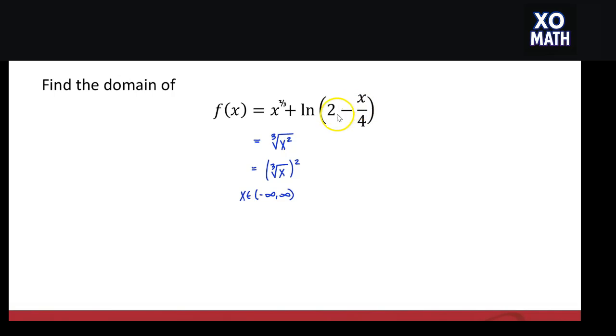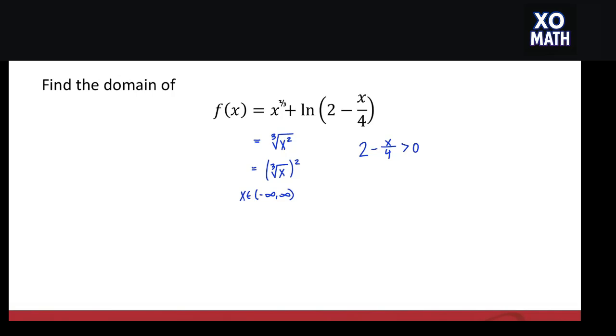Hold on to that because now we need to find the domain of the second part, the natural log of the quantity 2 minus x over 4. Well, the inside of a logarithm, regardless of the base of the log, the argument, has to be positive. It can't equal 0 and it can't be negative. So we're going to have to solve a little inequality here to determine the domain of the second piece. We're going to solve when is 2 minus x over 4 greater than 0, positive.